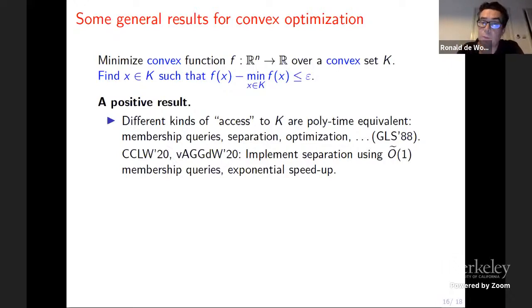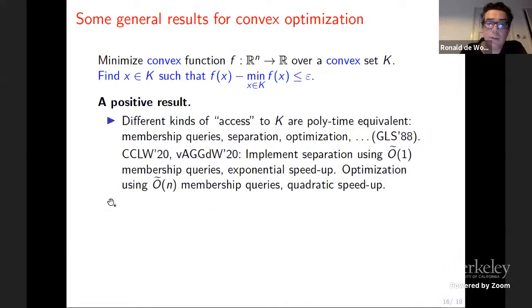And if you can do separation queries very efficiently, you can also do optimization very efficiently, because it's known that with order n separation queries, you can do optimization. So this induces then a quadratic speedup over the best classical optimization algorithm.